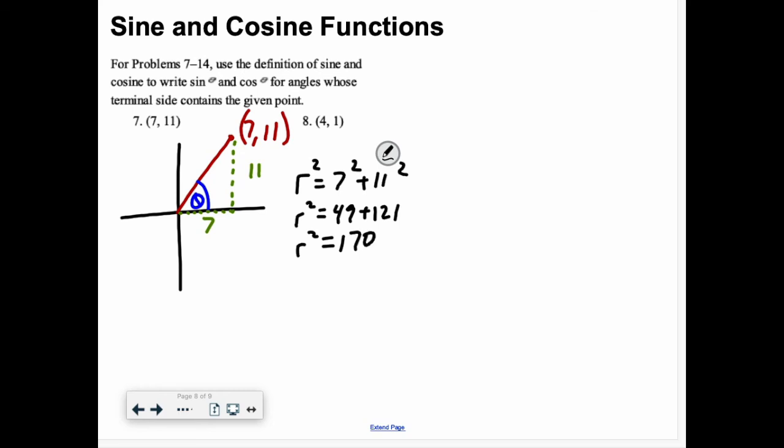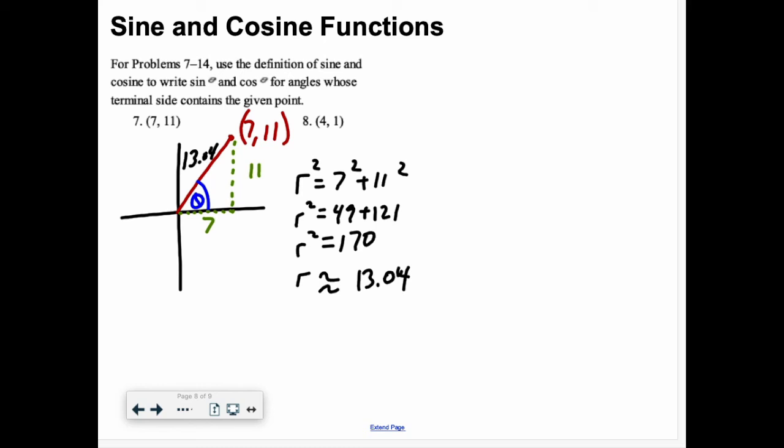R squared is going to be equal to 170. And then I just take the square root of 170. You're going to need a bit of estimation here, that's all right. The square root of 170 is about equal to 13.04. So I'm going to add it in, 13.04.